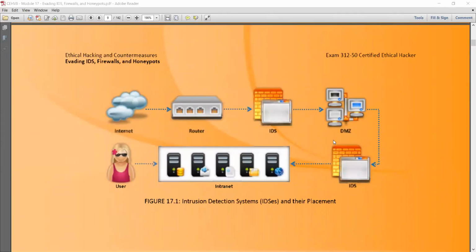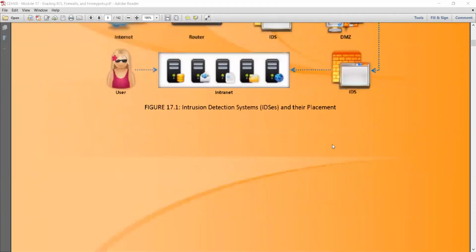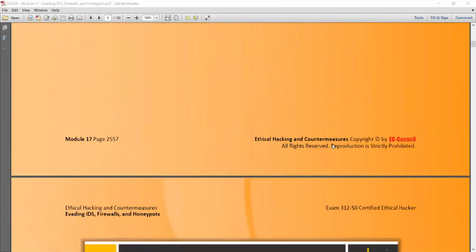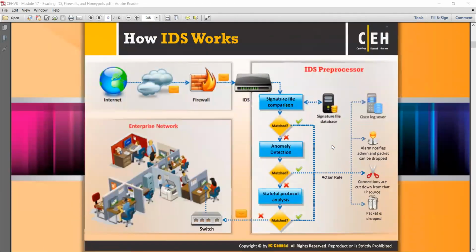Here is a sample of the IDS placement. How IDS works. Here you can see there are three parts: the traffic coming from the internet, and then through the firewall and IDS. In the IDS, we have the IDS processor, where the IDS has three techniques: signature, anomaly, and lastly, stateful protocol analysis.